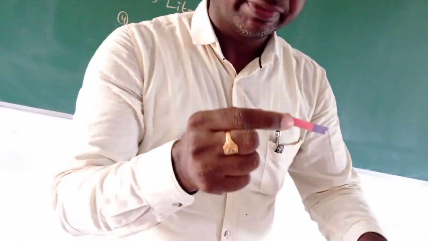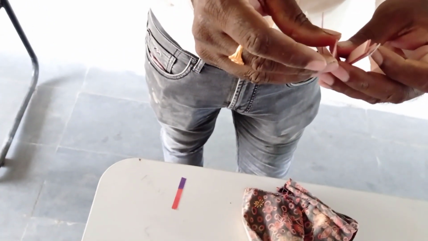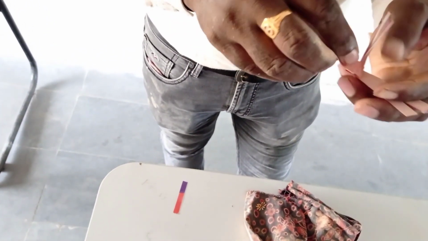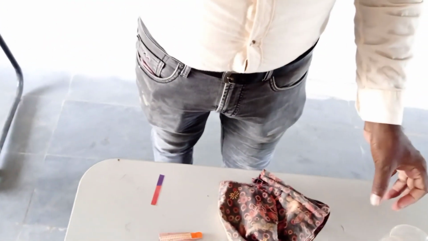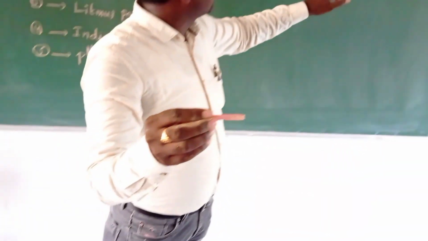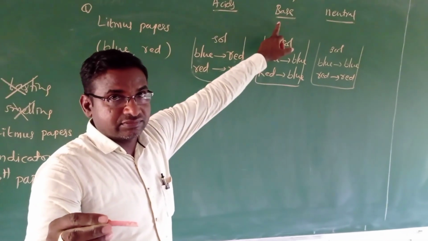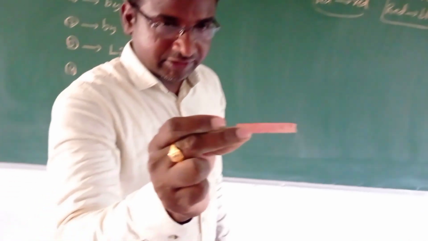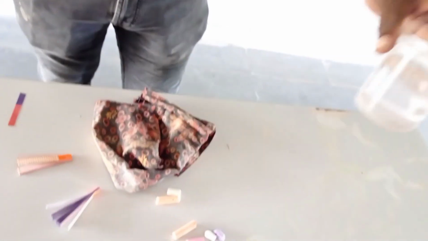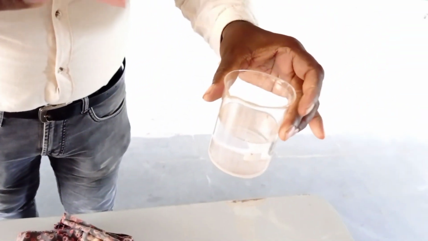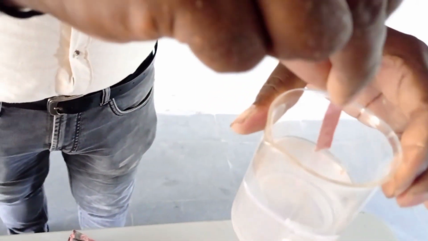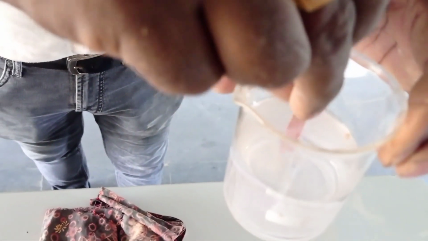Okay, now if blue litmus paper is not available with us, if red litmus paper is there, so this is the red litmus paper. I am taking one strip of red litmus paper. Red litmus paper changes its color in basic solution. So now I am taking the red litmus paper. Now this is the basic solution. So now I am dipping the red litmus paper into the solution. See.